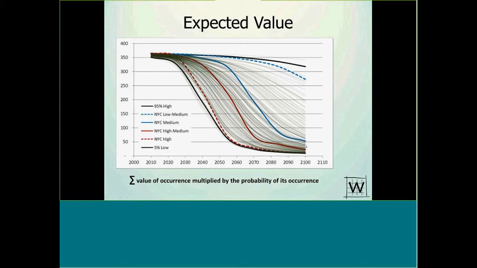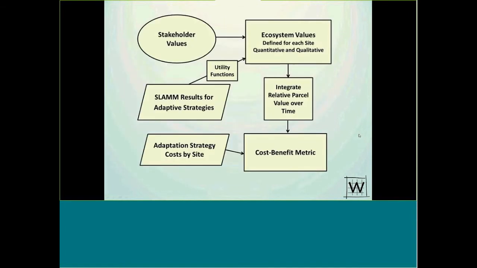And so what you would do is look at the value of each of these iterations. In our uncertainty analysis, each of these lines is assumed to be equally likely, based on the way that we set up the uncertainty analysis.